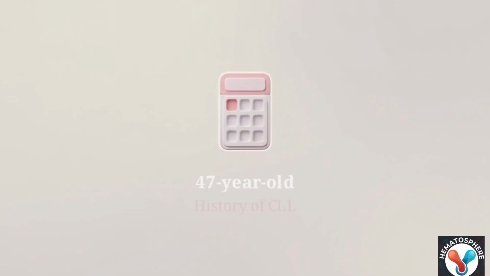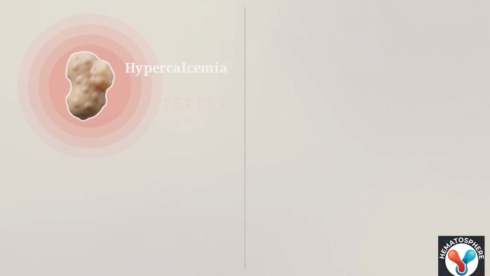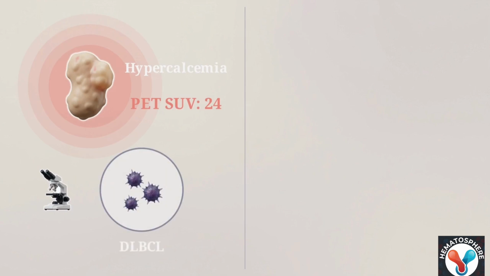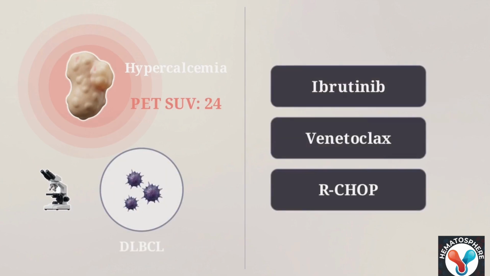A 47-year-old patient with a history of chronic lymphocytic leukemia suddenly develops rapid asymmetric lymph node growth and hypercalcemia. Her PET scan shows a node with an SUV of 24, and a core biopsy confirms diffuse large B-cell lymphoma. You will see highly effective standard CLL therapies listed as options, such as ibrutinib or venetoclax. Choosing these here is a diagnostic error.